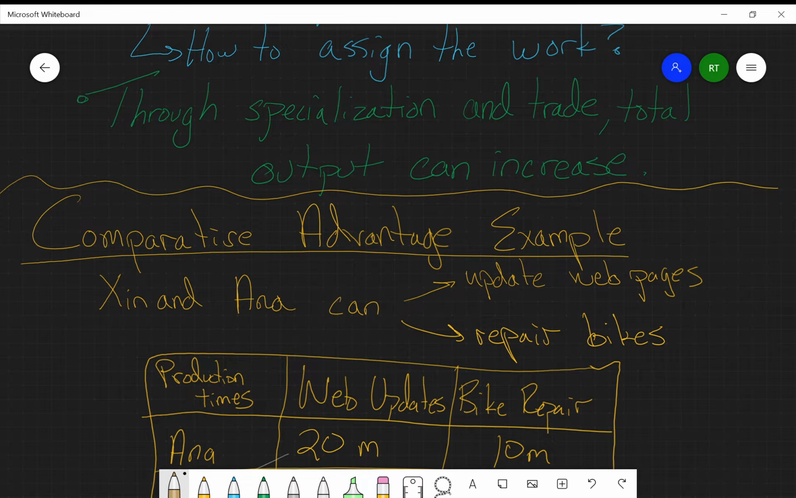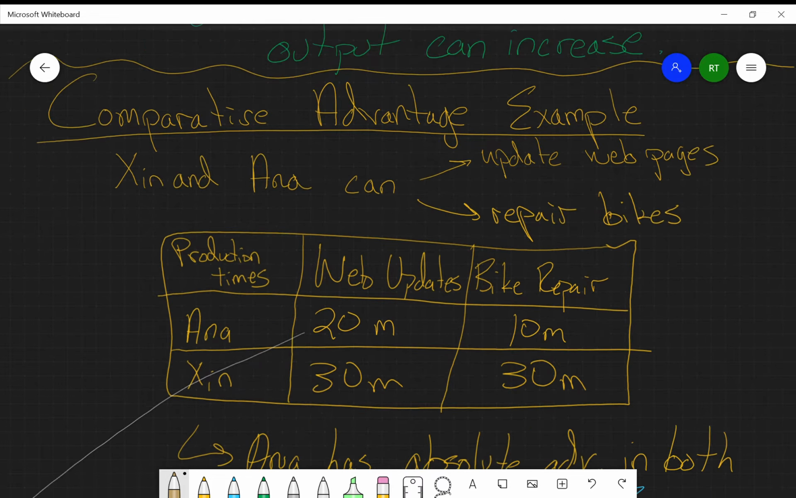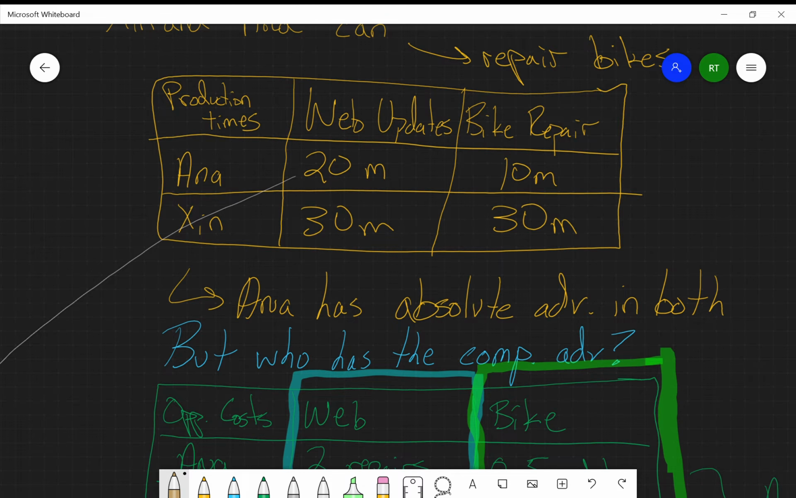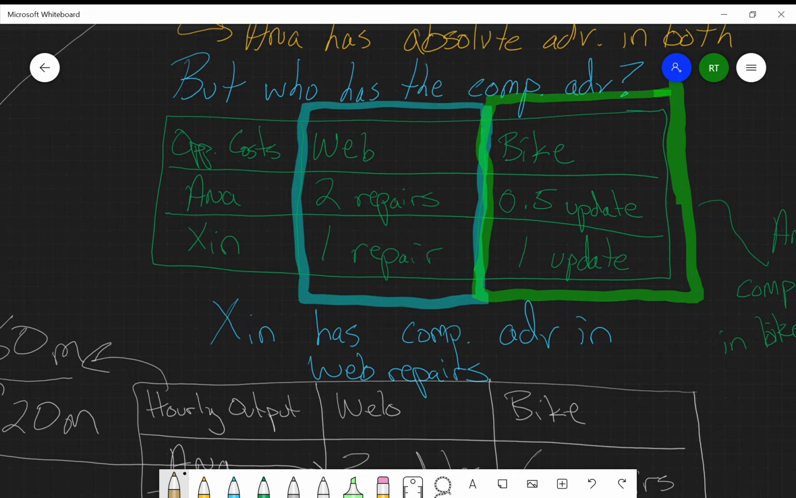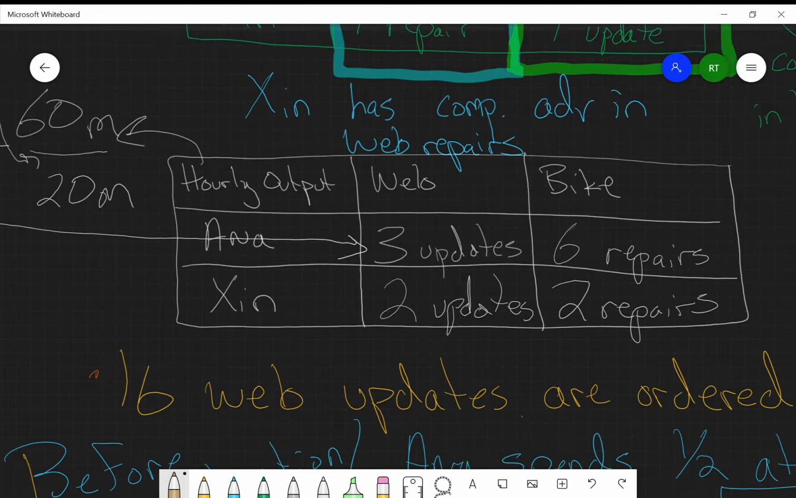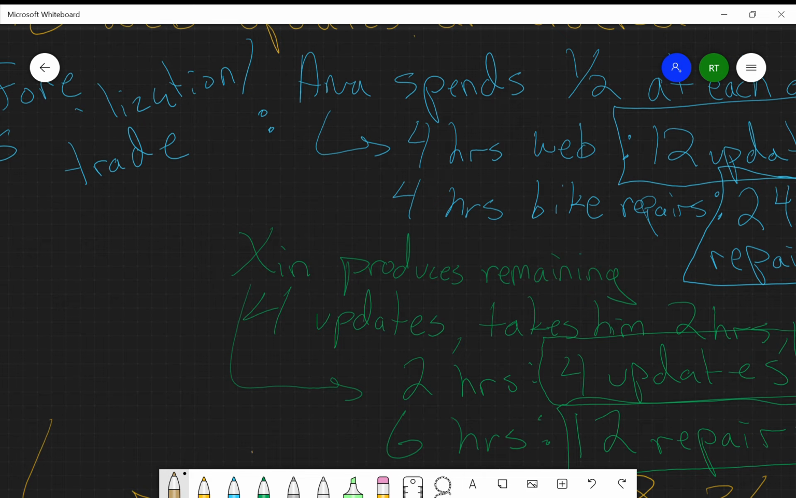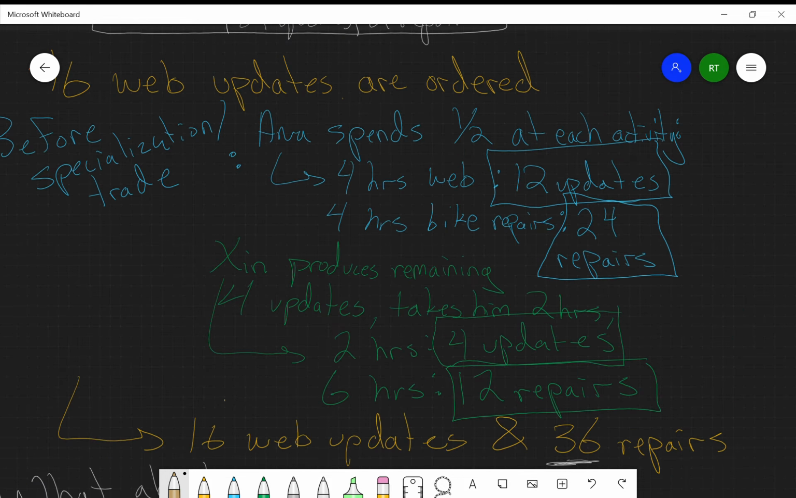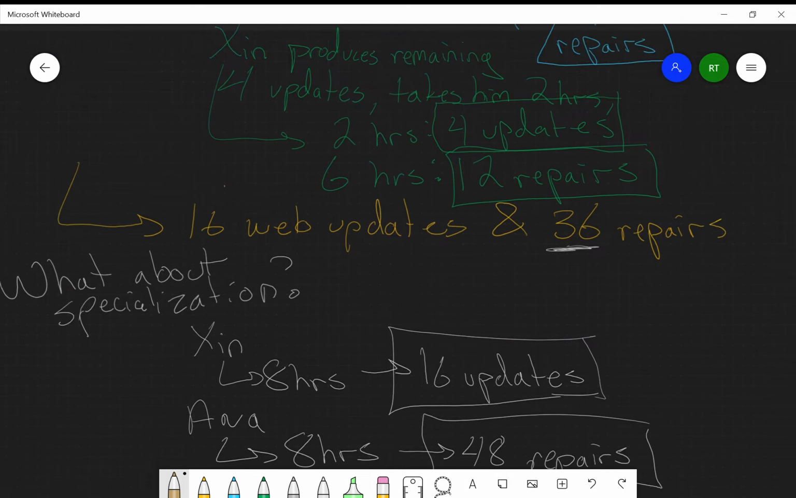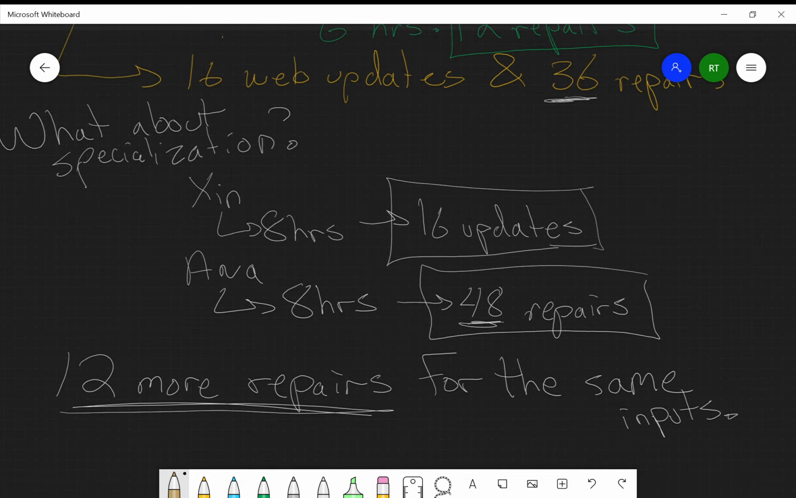We can actually make more things with the same amount of inputs with specialization and trade. So our total output can increase using the same 8-hour workday, which we saw with our example with Zin and Anna having to do with web updates and bike repairs. We're not going to go through this example again. If you want to go through it, it is online in our playlist, in the video from Wednesday. We're going to do another example here in a second anyways, but the gist of that was we get 12 more repairs for the same amount of inputs, right?